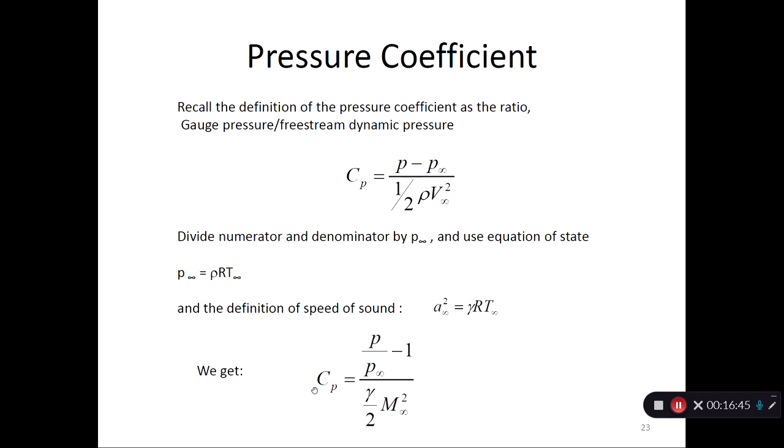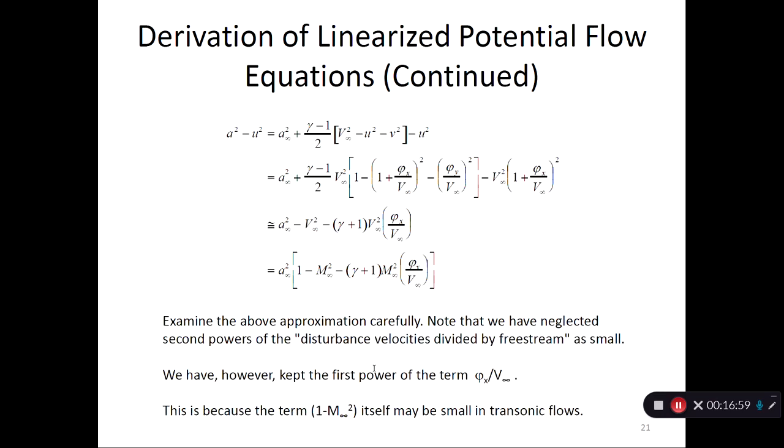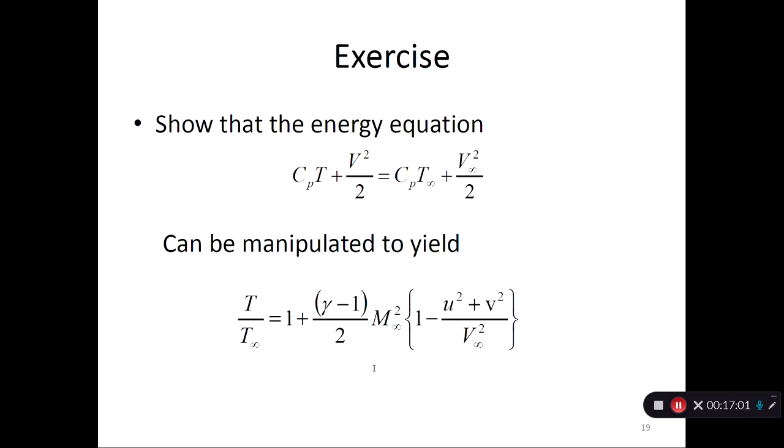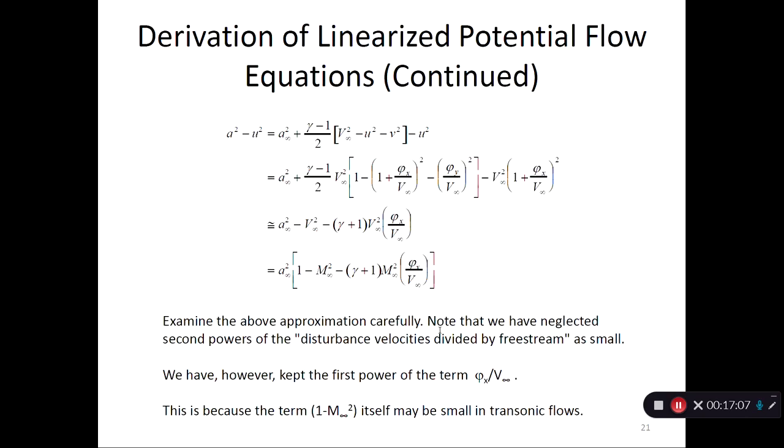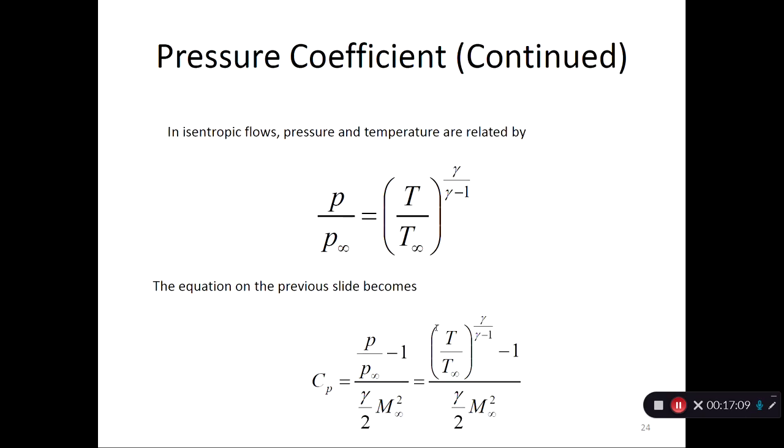So this is an expression for CP: pressure ratio minus 1, divided by gamma over 2 M infinity squared. Now we are going to replace this pressure ratio by temperature ratio because it's an isentropic potential flow. Then we are going to replace the temperature ratio with this expression that I asked you to derive. Okay. So that's what we are going to do. So CP becomes, pressure ratio becomes temperature ratio.